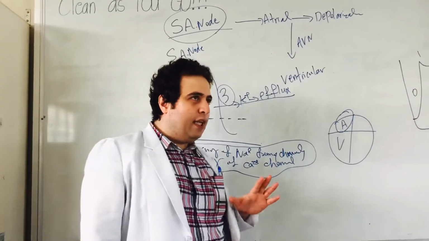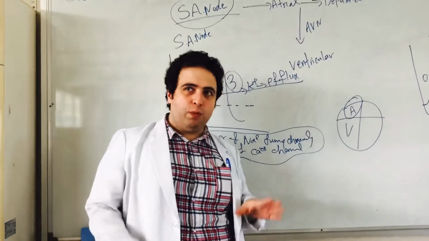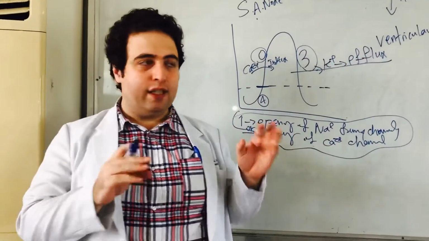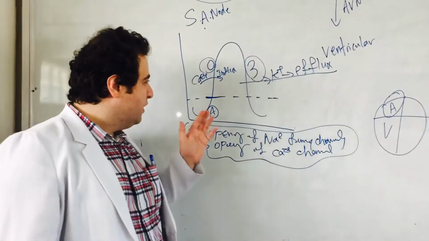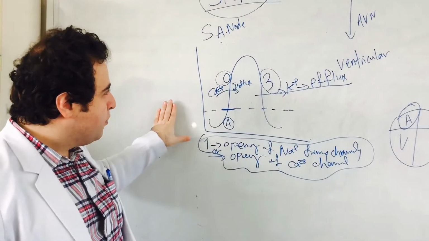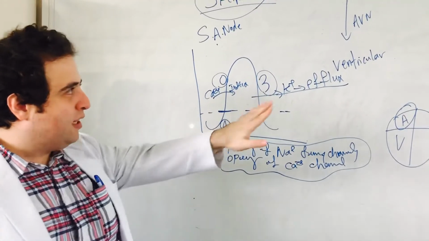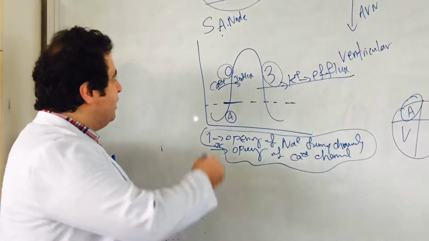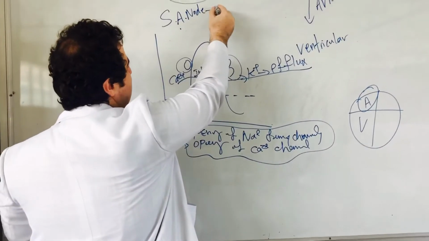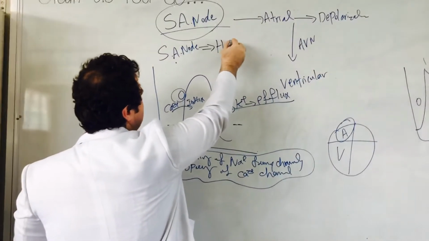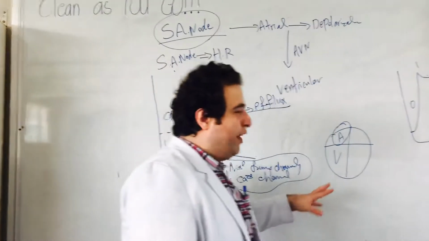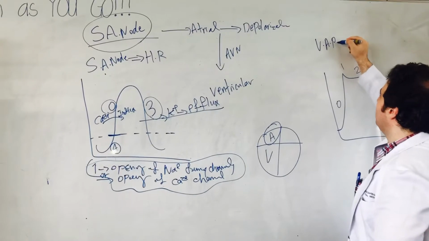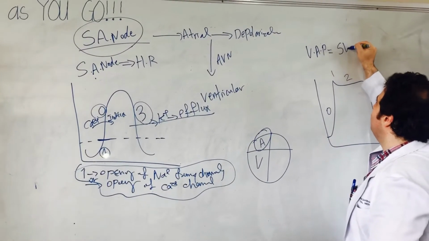Some people say that potassium will be inside the cell. Yes, potassium will go inside the cell, but it always wants to go outside of the cell, like there is a hole. Okay. So this is the SA node action potential. On the other hand, there is the ventricular action potential. As I told you, the SA node action potential determines the heart rate, and the ventricular action potential can determine the stroke volume.